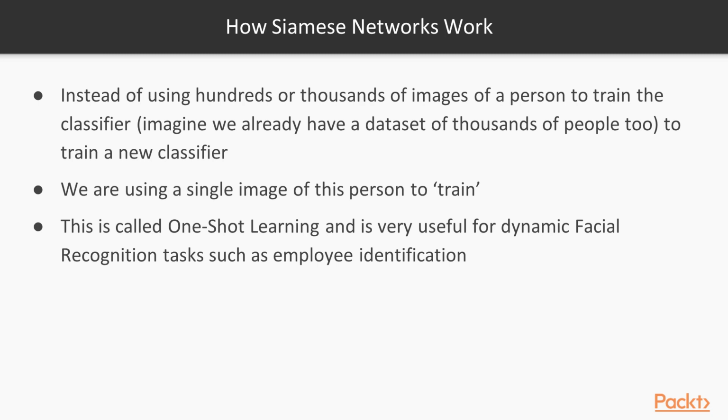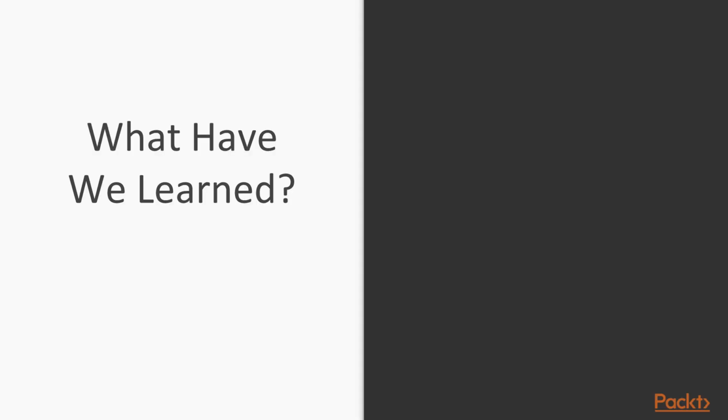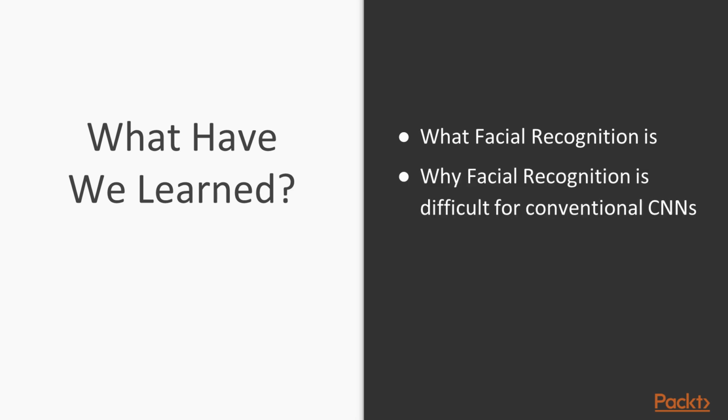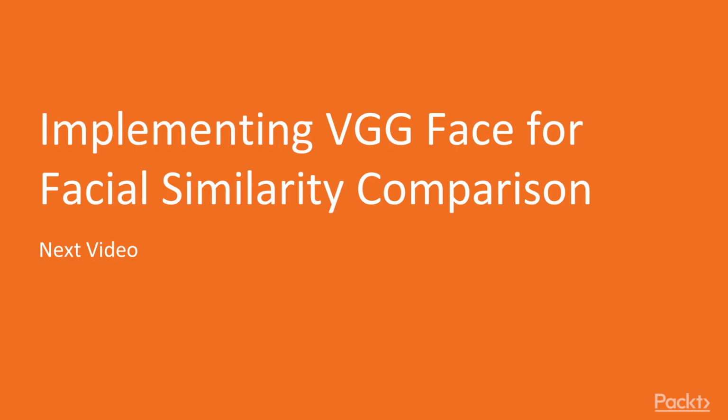It works without it. So what have we learned in this video? We have learned what facial recognition is. We've learned why facial recognition is difficult for conventional convolutional neural networks. We've taken a look at VGG Face and how it works, and that delved us into how Siamese networks work. So now let's move on to the next video where we actually start implementing a VGG facial recognition similarity comparison in Python.